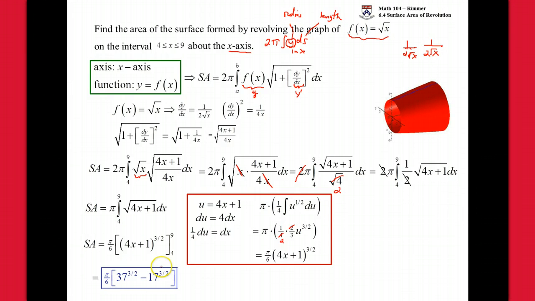Okay, so those are 3 examples of surface area of revolution questions. And we also derived the formula. Great.